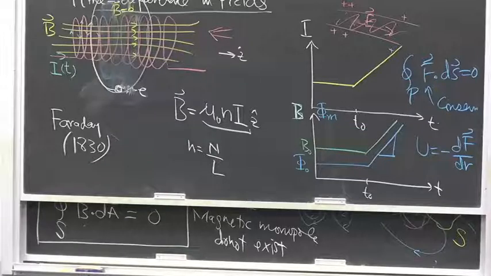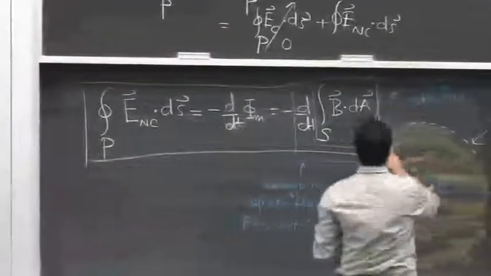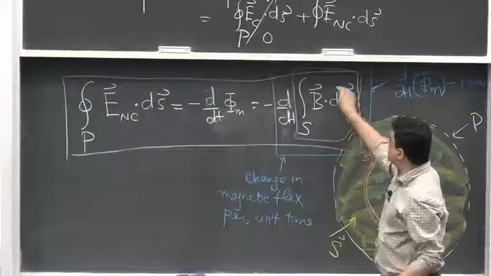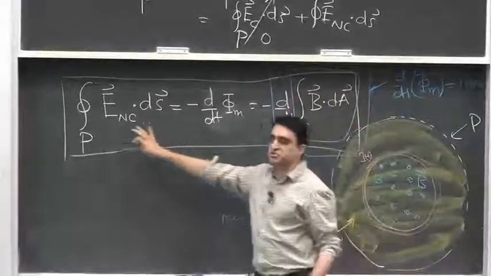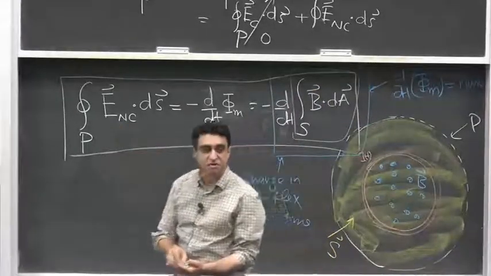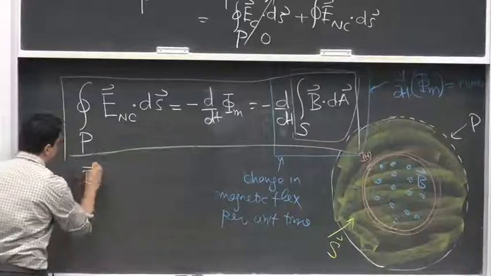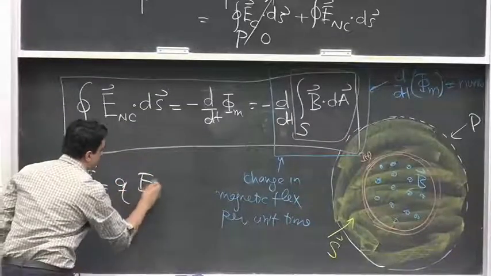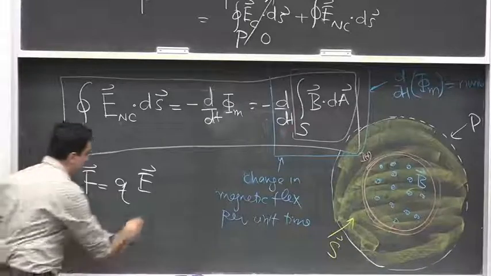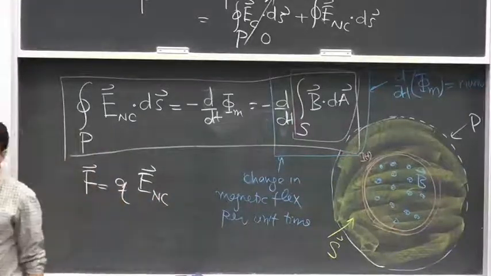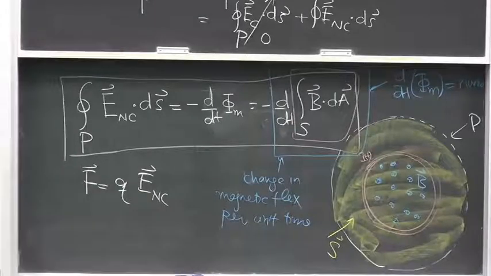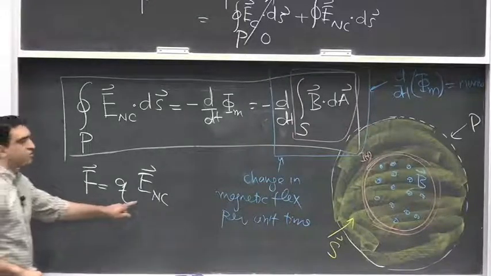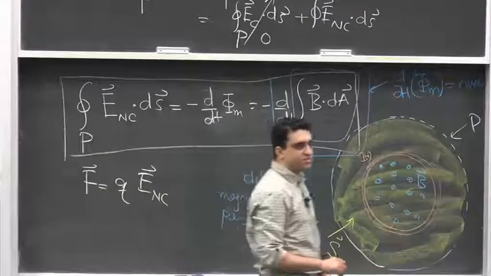Then you have another thing, which is a minus sign over here. And what does this minus sign mean? What does it tell you? That if you have a change in the flux, it would produce a non-Coulombic field. So if you have a charge, then that charge would experience a force, and that force would be given by that non-Coulombic field. So F equals QE.